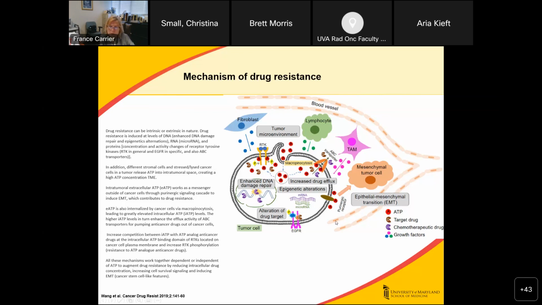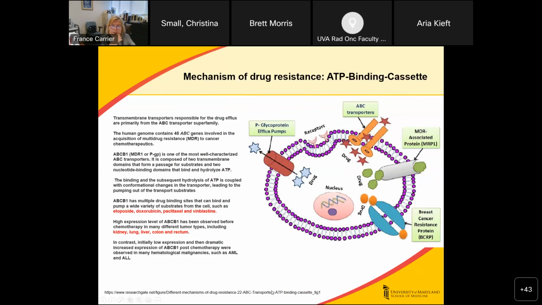So that could be from multiple pathways. This is just, again, for the ATP binding cassette. So there are at least 48 different members of these proteins. The multi-drug resistant protein is one of them, and the P-glycoprotein is. They do have an ATP binding site, but they also have a binding site for most of the drugs that we're trying to treat the cancer cells with, and then they would effectively pump out those drugs.